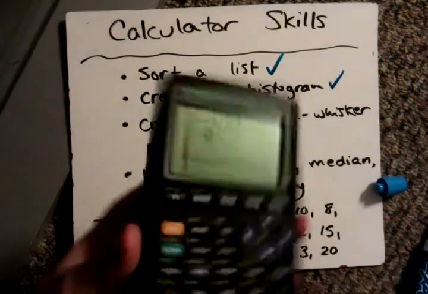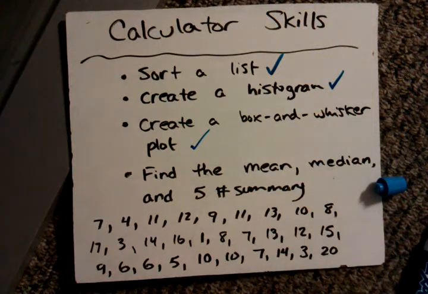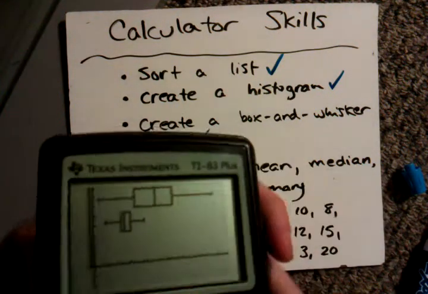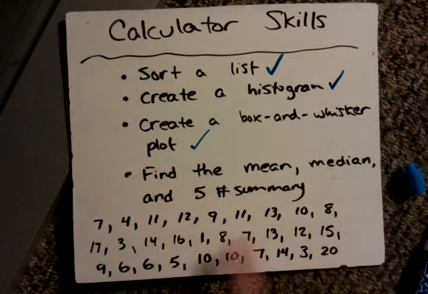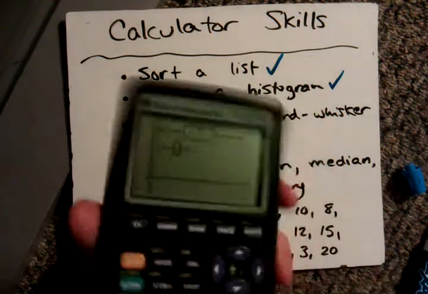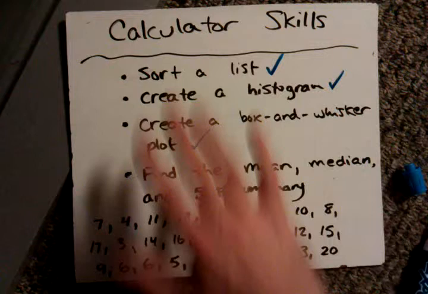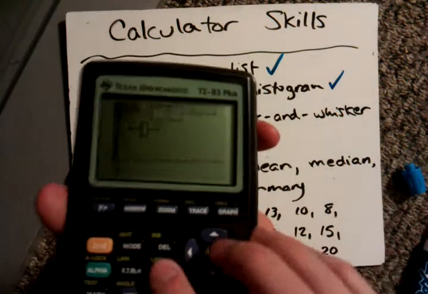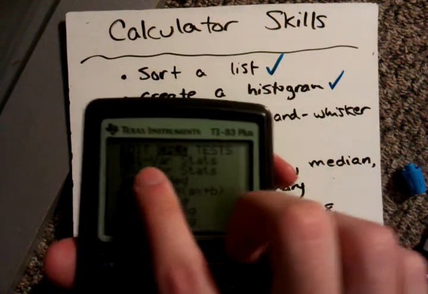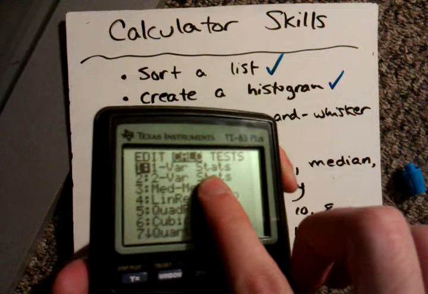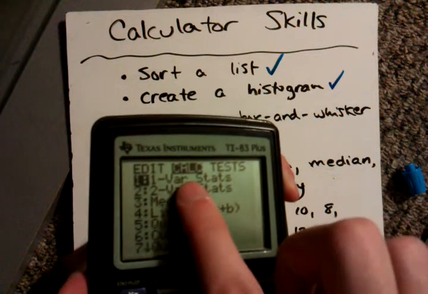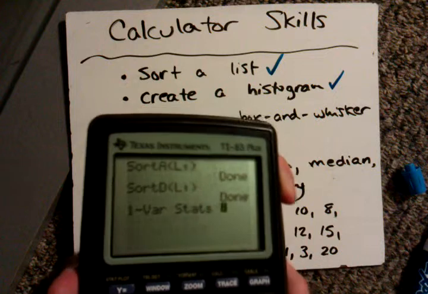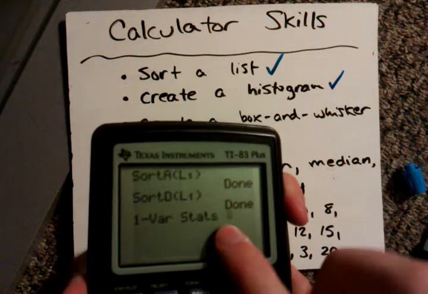The last thing is probably the most useful: how to find the mean, median, and the 5-number summary. Keep in mind, we're dealing with just one variable here. So we're dealing with one variable, and we're dealing with statistics. So under stat and calculate, we want the one variable statistics. It's the very first thing that you'll see there. So you press stat, go over to calculate. It's the very first thing in the list. And we're going to do the one variable statistics.